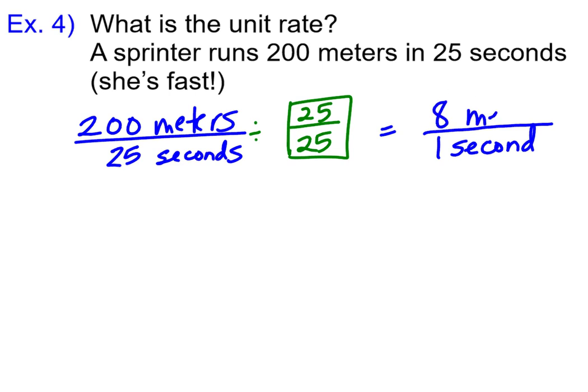So 8 meters per second, which seems kind of crazy, but you know what? I didn't tell you. She's a cheetah. A cheetah is one of the fastest animals on the face of the earth. So that's why she's so fast. Didn't tell you that up front, did I?